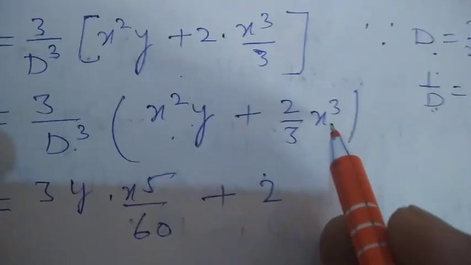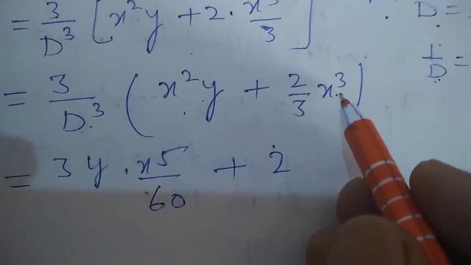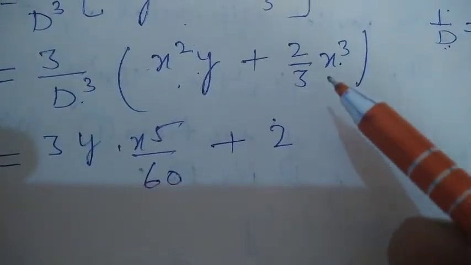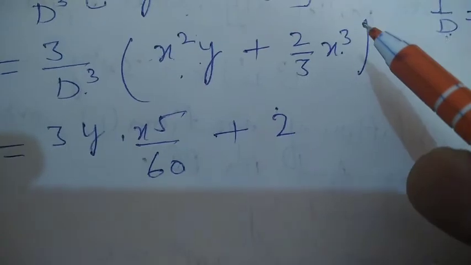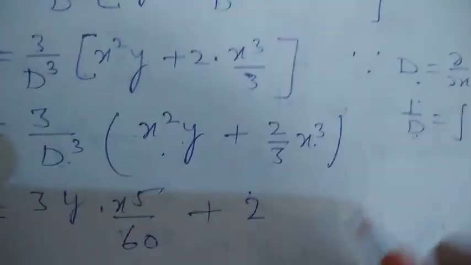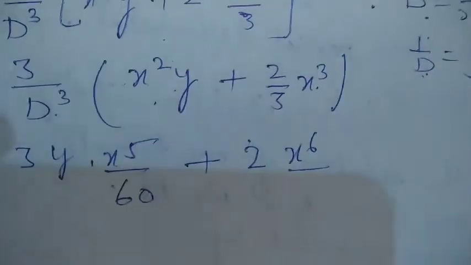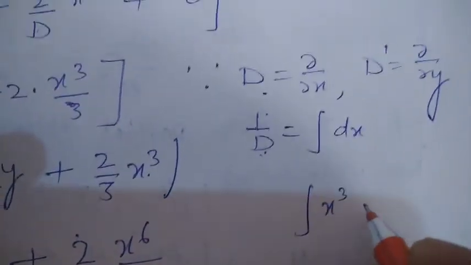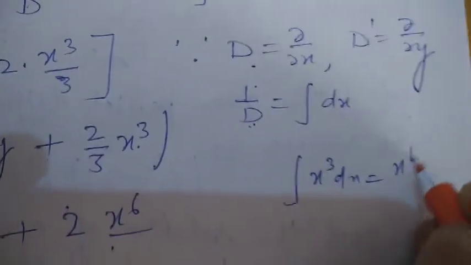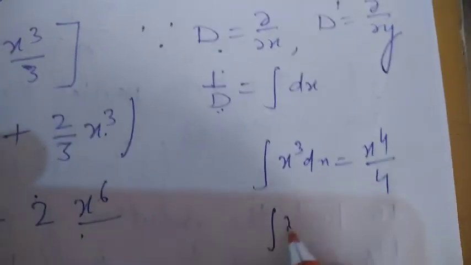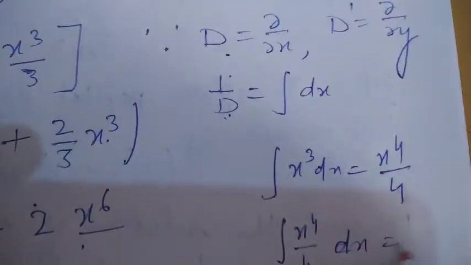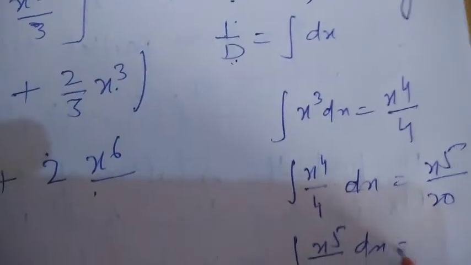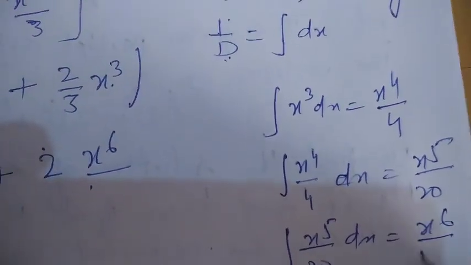So the 3 times integration of x cube: first time integration is x to the power 4 by 4, second time is x to the power 5 by 20, and third time is x to the power 6 by 120, because integration of x cube dx is x to the power 4 by 4, and integration of x to the power 4 by 4 is x to the power 5 by 20, and integration of x to the power 5 by 20 dx is x to the power 6 by 120.